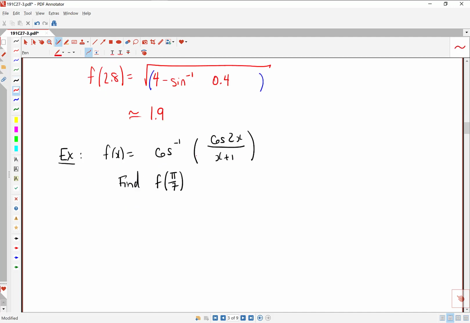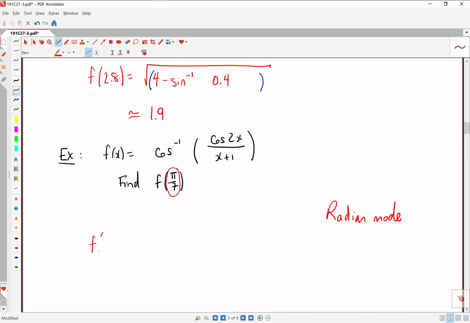f of x is equal to arc cos of all this stuff. Inside the brackets, we have cos 2x over x plus 1. We want to find f of pi over 7. So again, it's going to be important that our calculator is in radian mode. The reason that's important in this problem is because we're going to be putting this angle that is in radians into a trig function. So because of this cos 2x here, we need our calculator to be in radians so that it understands that the angle that's being input is in radians.